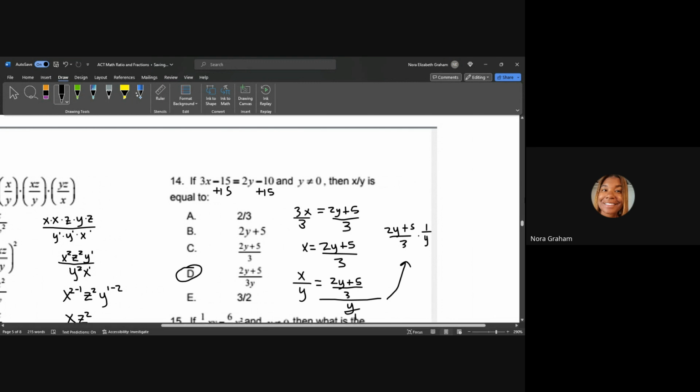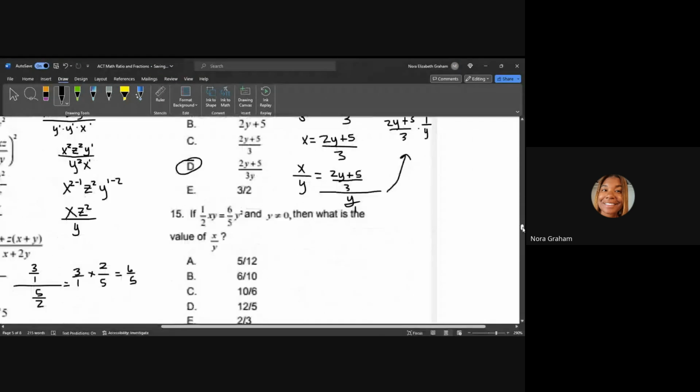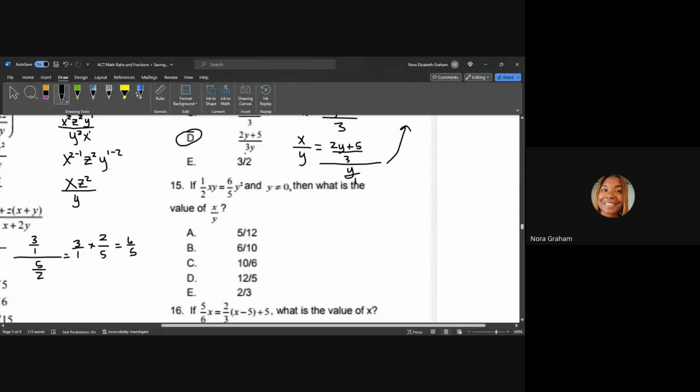Very nice. So that's the trick to that one. Let's do 15. 15 is kind of like the one above. So what is the value of x over y? So our trick, again, is we want to solve for our x and then just put it over y. All right. So let's go ahead and do that.